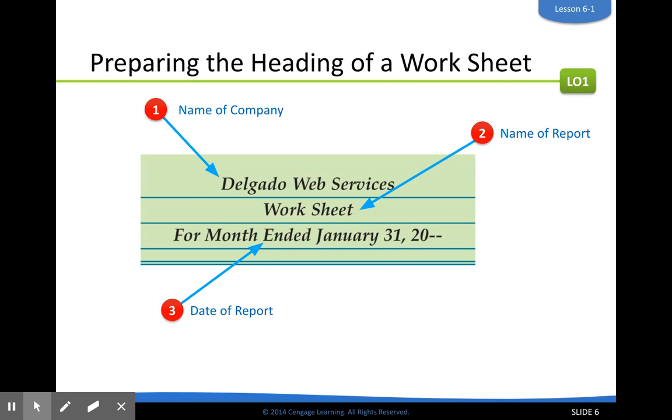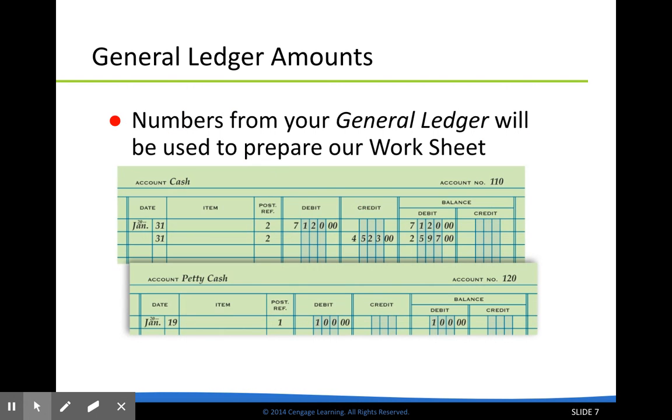So this company, Delgado Web Services, they create a worksheet for every single month. So the fiscal period would be 1 month. Their fiscal year could still be January 1st through December 31st, but they're going to create a worksheet every single fiscal period, which is monthly. So you'll hear people talk about month-end reporting. That's a really common thing, especially for accountants. The end of the month, a lot of reports are due. We're creating worksheets, other reports every month. So the fiscal period is a month.